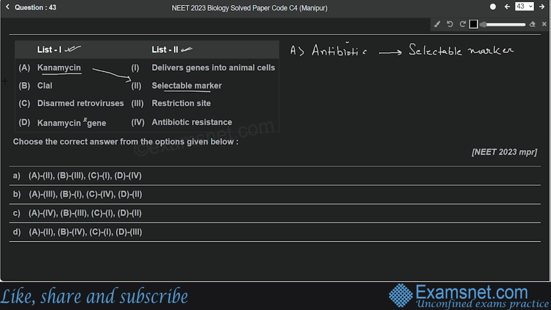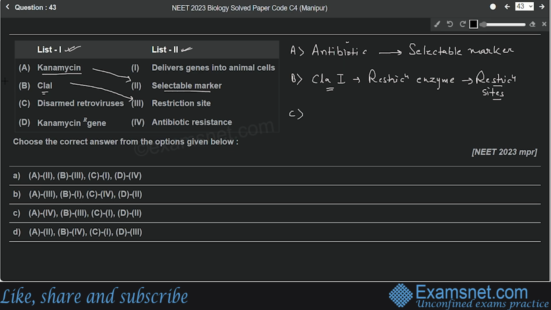Okay, selectable marker. Then the second one in list 1 is CLA1. So what is CLA1? It is a restriction enzyme. Okay, and it is used to cut DNA at specific sites known as restriction sites. So these are the sites at which this restriction enzyme cuts the DNA. Okay, so B will be matched with number 3, restriction site.